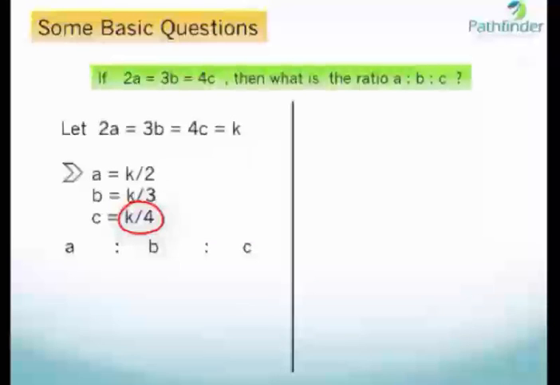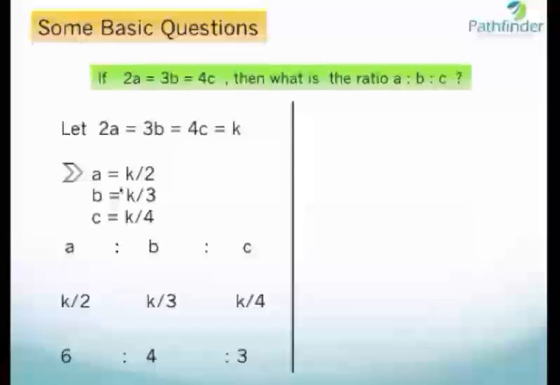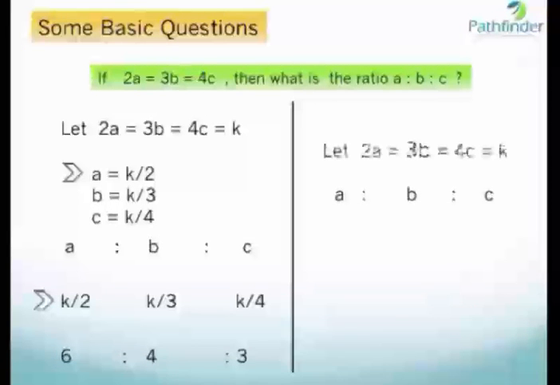And now simply take the ratios. K by 2 as to K by 3 as to K by 4. And remember, when you simplify these ratios K by 2, K by 3, K by 4, you get 6 as to 4 as to 3 as the ratio of A as to B as to C. Now we can directly calculate the value of A as to B as to C.